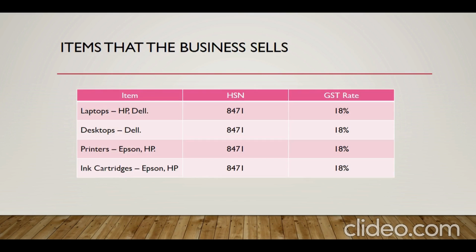The business deals in buying and selling of the following items. So it sells laptops, desktops, printers and ink cartridges. And the business sells those items from the following brand which are given on the screen. The HSN code related to these items is 8471 and these items attract GST of 18%. So the products, laptops, desktops, printers and ink cartridges can be considered as line of products that the business has to offer. So this was some information related to the business and the product it deals with.